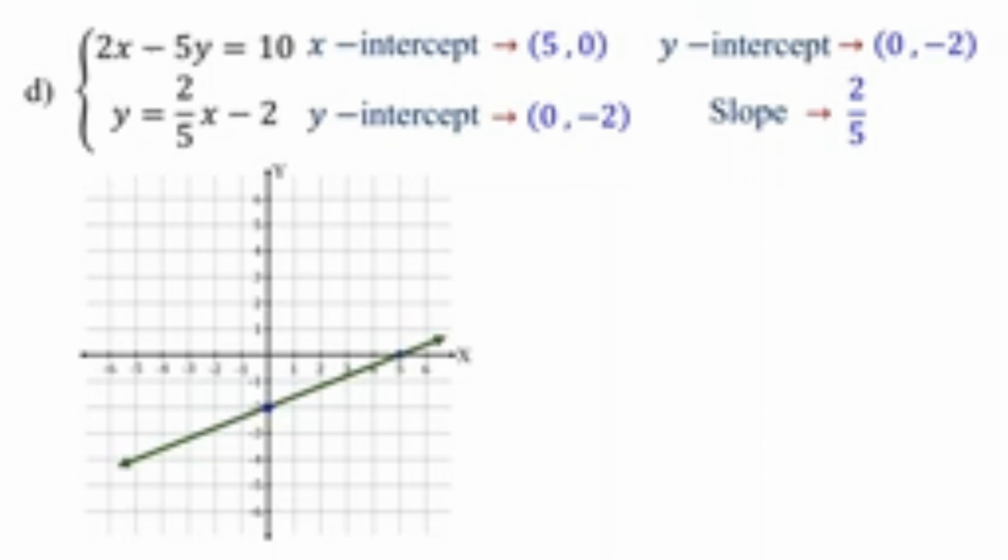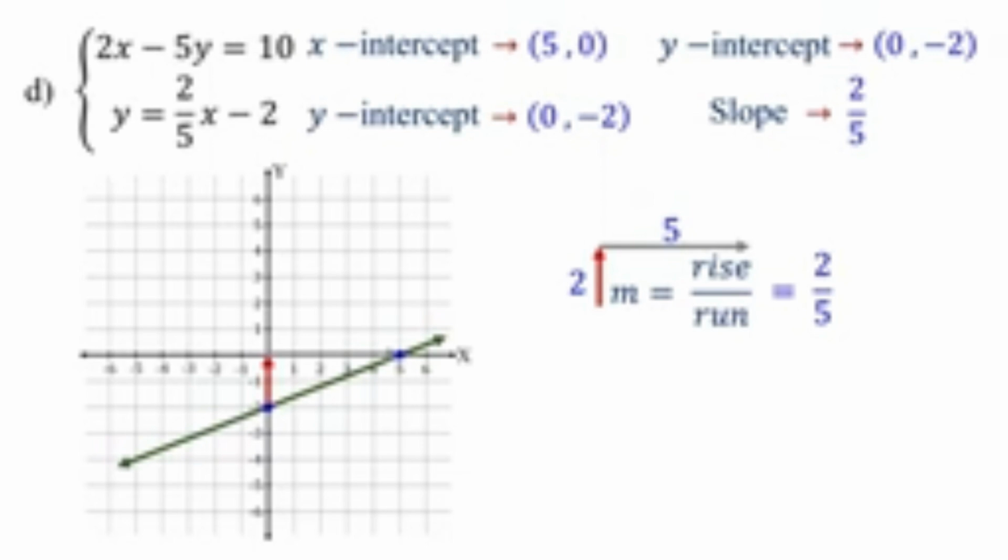Start by plotting the y-intercept. Slope is rise over run, and in this case, it is 2 over 5, which means the rise is 2 units up, and the run is 5 units to the right. Starting from the y-intercept, move up 2 units, then go to the right 5 units, and plot the second point.